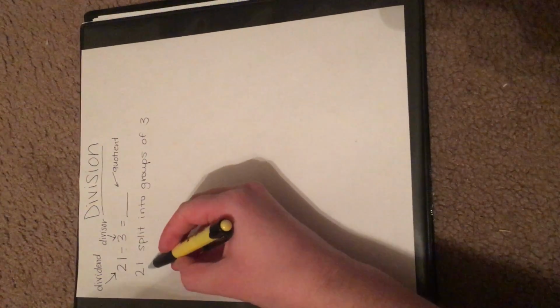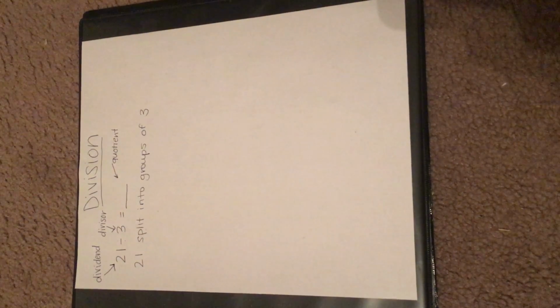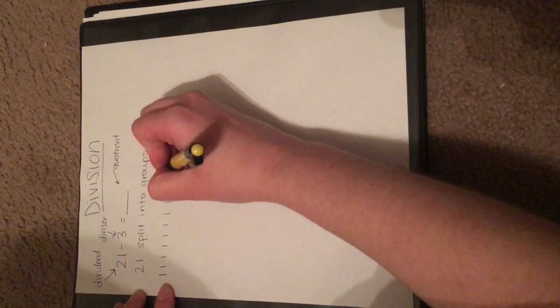Alright, so I'm taking 21 and I'm splitting it into groups of 3. So a method that we've been using in class is to draw it out so the students can see what division is actually doing. So I can take 21 and draw 21 lines. Alright, so I have 21 lines and I'm splitting into groups of 3. So I can count 1, 2, 3 and draw a circle around that group.